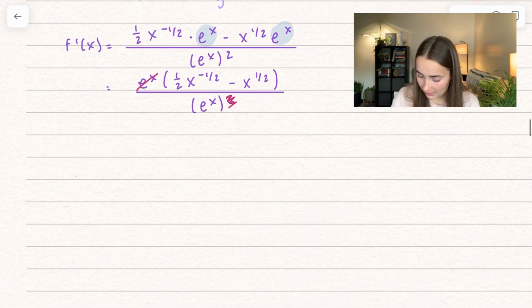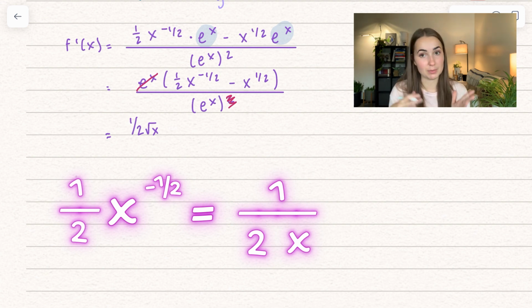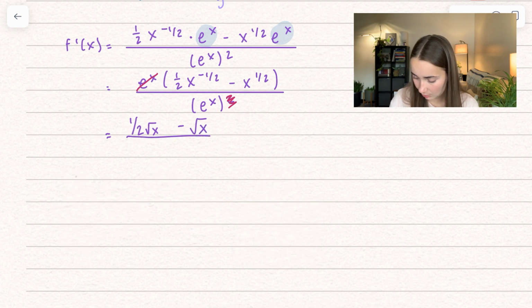I'm going to go ahead and clean this up a little bit. And so in the numerator, I can rewrite that as 1 over 2 times the square root of x. So that x has a negative 1/2. I can bring it to the denominator, which is then multiplied by the 2, and then I rewrote it with the square root. And then all of this minus the square root of x, all over e to the x.